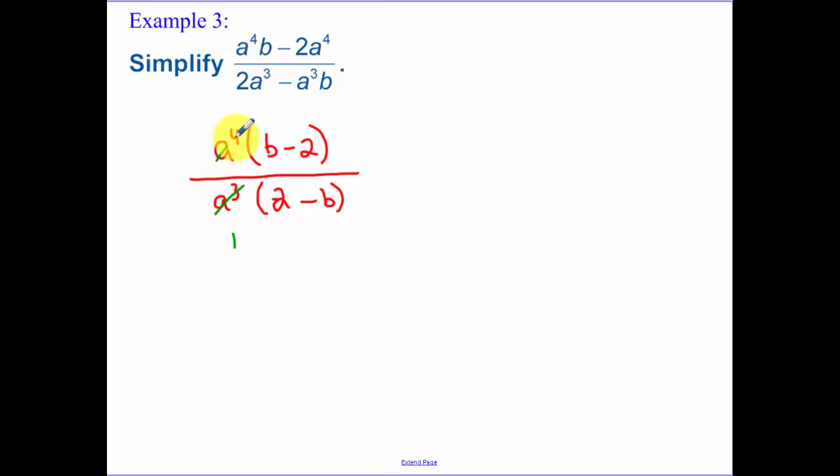Okay, simplifying this example. Again, just factor. When you look at the top, there's a common factor of a to the 4th that I can factor out. I'm left with a b in the first term and a -2 in the second term. Now looking at the bottom, factor out what's in common. I have an a to the 3rd, then I have a 2 minus a b. That a to the 3rd can cancel and be 1. That a to the 4th can cancel and be an a. So we are left with a times b minus 2 all over 2 minus b.